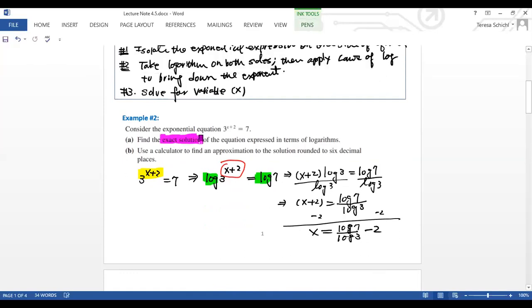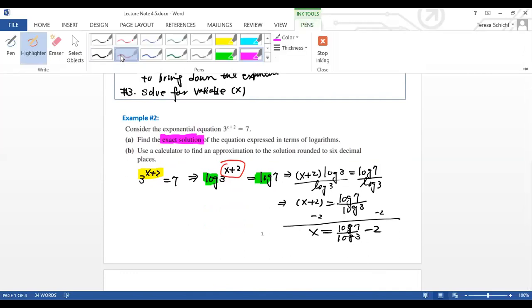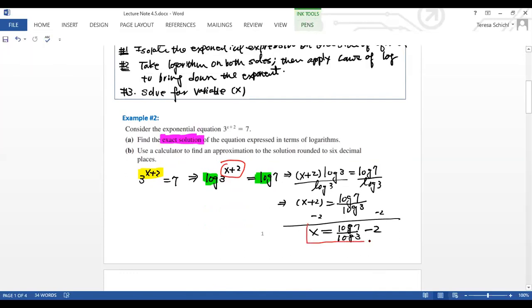So when they say find the exact solution, that means they want you to leave the answer in that form. So x is equal to log 7 over log 3. And then the second part, they say, put this into a calculator and get an approximation. So you can use your calculator, put log 7, then log 3, and minus 2.